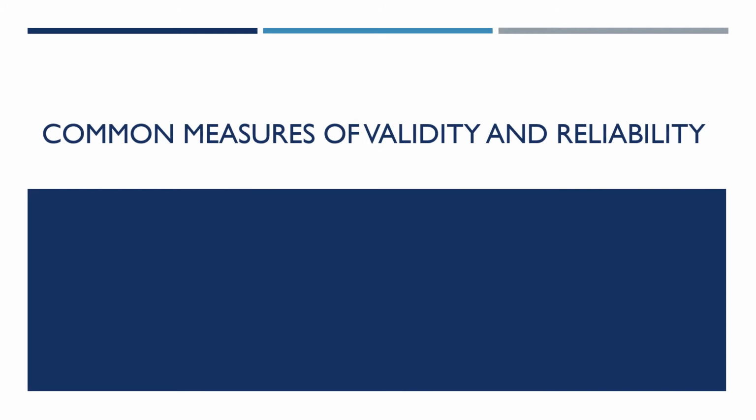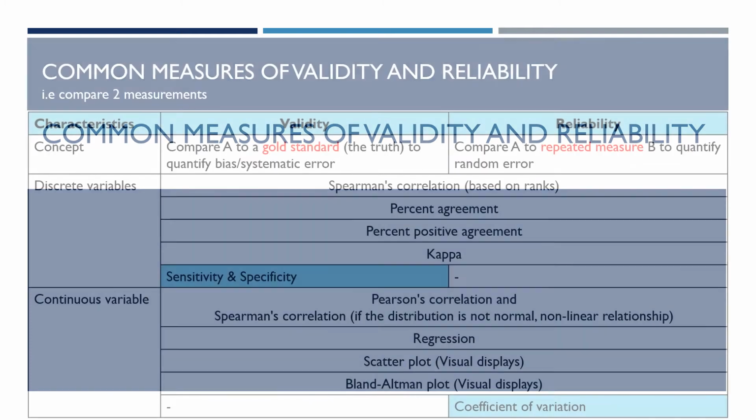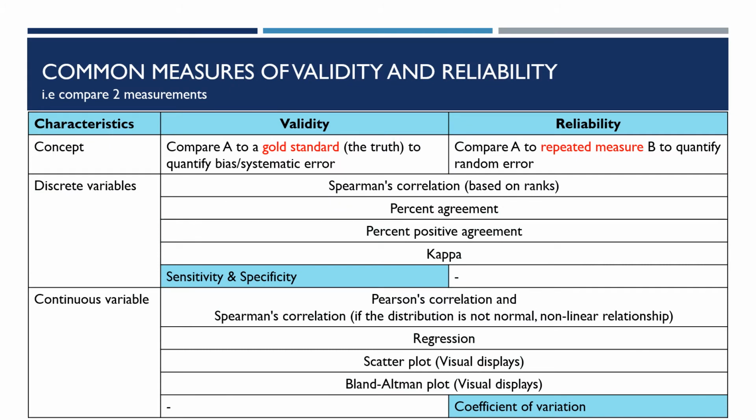So we just walked through the definition of validity and reliability. Now we will see how we can measure these concepts. Measuring validity and reliability is basically about comparing two measurements, but in the validity case, we compare technique A to a gold standard, which we consider the truth. Measuring validity is about quantifying bias and systematic error of technique A. In contrast, reliability is about comparing technique A to a repeated measure B to quantify random error.